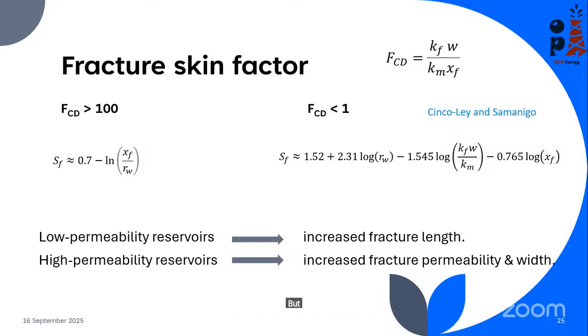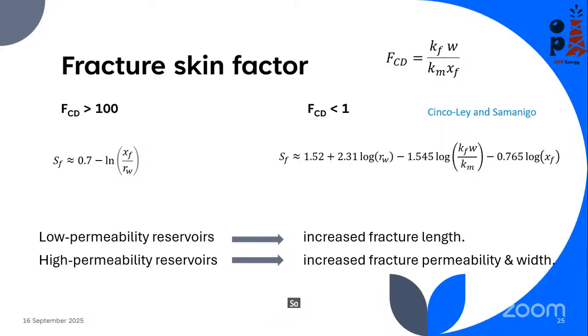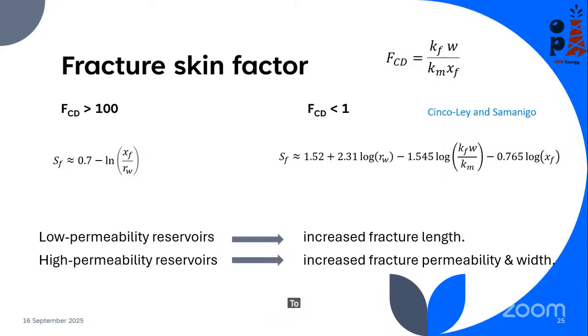But in a high permeability reservoir, you need to increase fracture permeability and width. So you have to design your treatment for each reservoir. You can't take the same treatment to each reservoir you have in your company or in your field. It's not logical. So in a high permeability reservoir, you want to increase the fracture permeability and width. In a low permeability or tight reservoir, you need to increase fracture length.